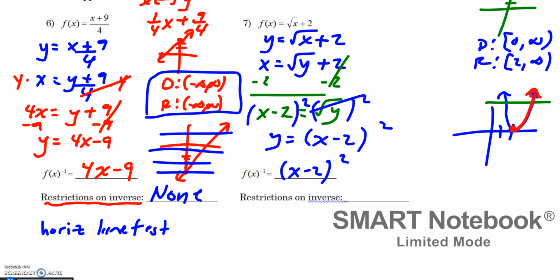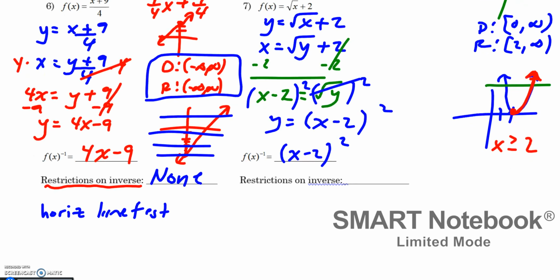And so if I am talking about what is left over, I'm only going to keep the piece of the graph where x is bigger than or equal to 2. Also, I want to point out, let's look at the domain and range of this red piece. The domain is going to be from 2 to infinity, and the range is going to be from 0 to infinity. So check this out. The domain of the original function is the range of the inverse. The range of the original function is the domain of the inverse.